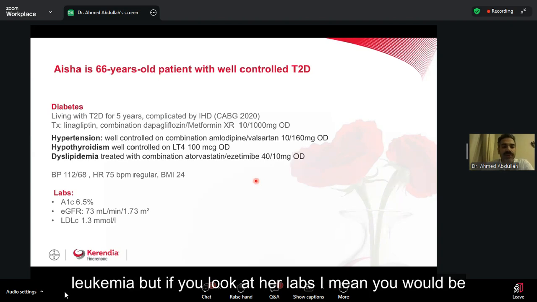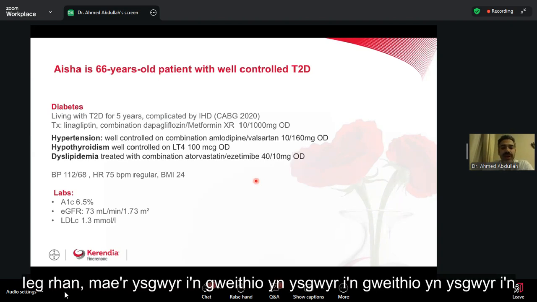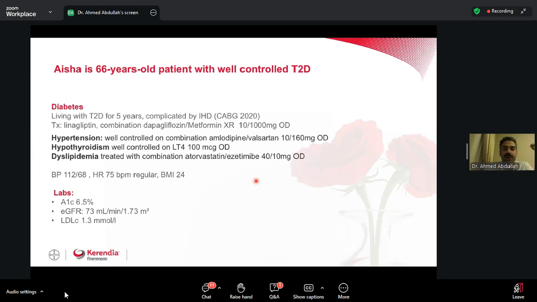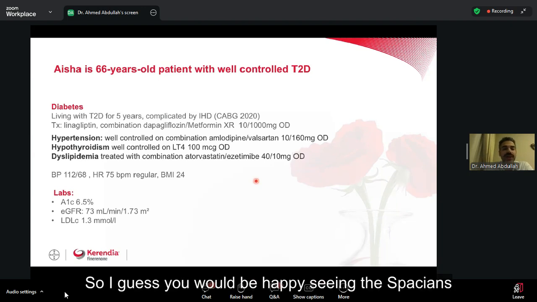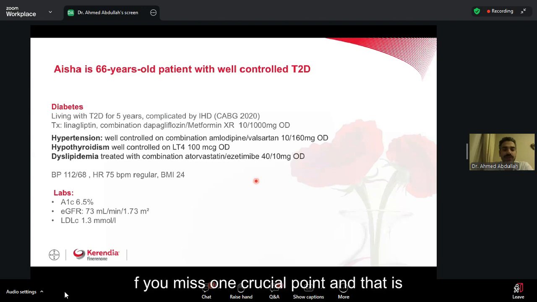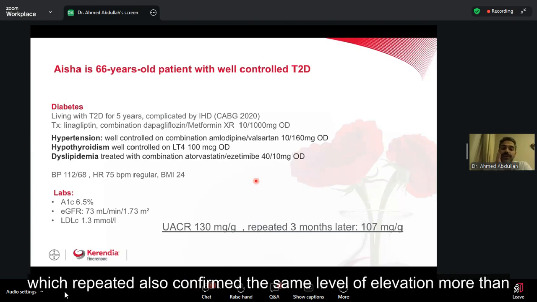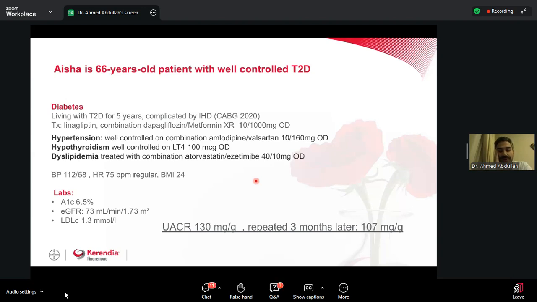But if you look at her labs, you would be in agreement that her A1C is not that bad, considering the patients that we see in clinic most of the time. Her eGFR, her LDL is at target. Blood pressure, we've heard from our colleagues the targets that we want. So I guess you would be happy seeing this patient if you miss one crucial point, and that is urinary ACR. This patient had elevated urinary ACR, which repeated also confirmed the same level of elevation, more than 100.